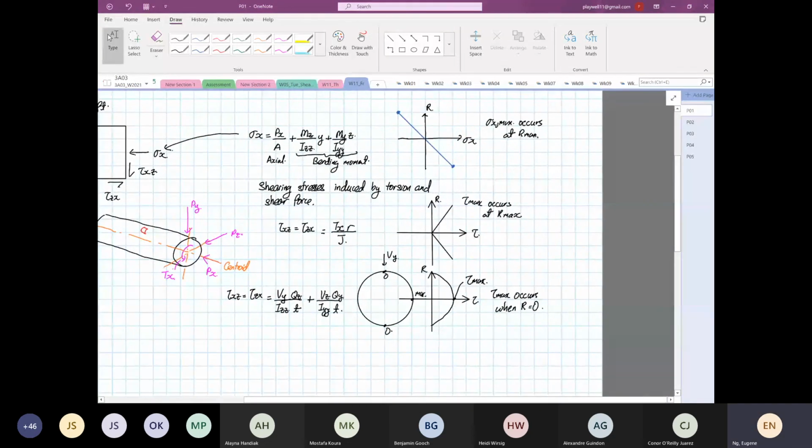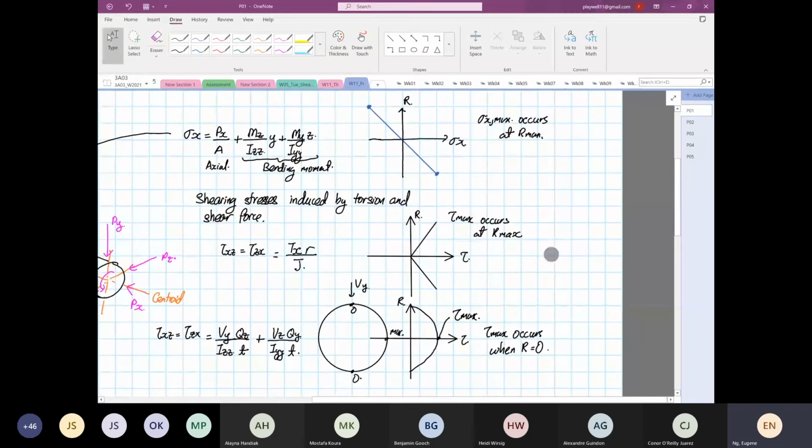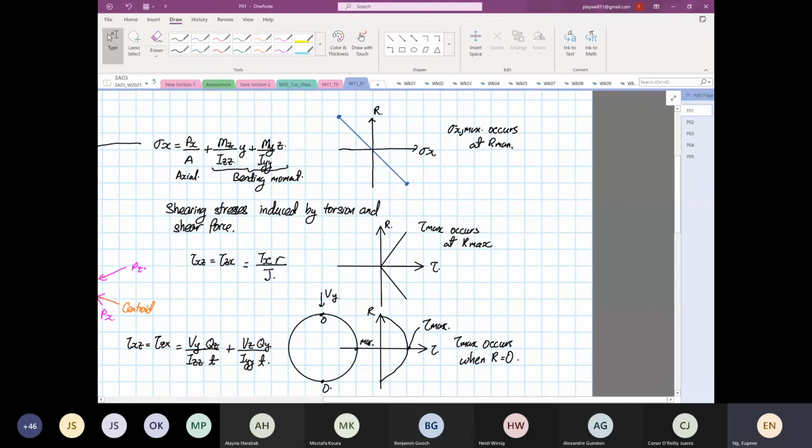Now, can you see what my issue is? Can anyone tell me what my problem is? What is the similarity between stress x due to axial load and bending moment, and the shearing stress induced by the torsion, compared to the shear force? The first two are 0 at the centroid, but the last one is max at the centroid. Yeah, Mustafa, you're right. I should not draw them as such yet. I'll just put shear down here.